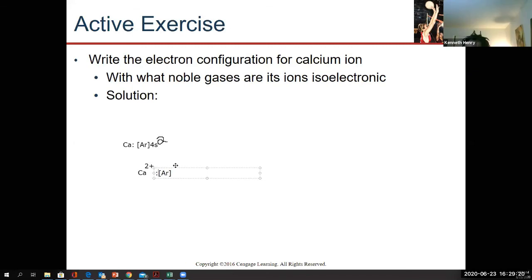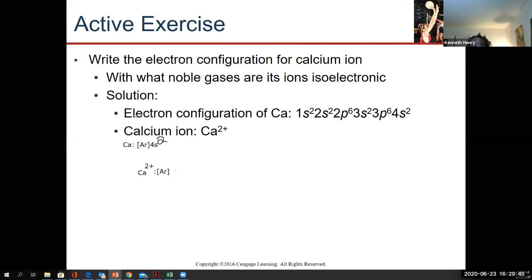Okay, so that's what it's going to look like, right? Because we got rid of the 2 electrons. You guys see that? So this is what the calcium ion looks like. It looks just like argon, right? Or if you're writing it the long way, I'll show you the long way.